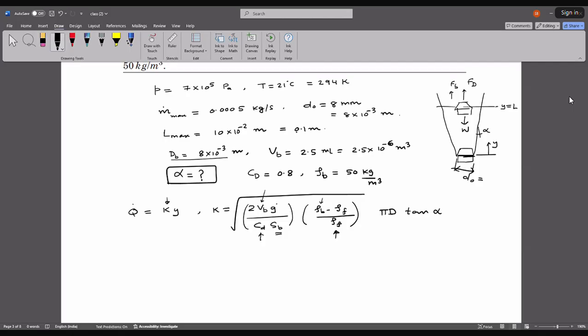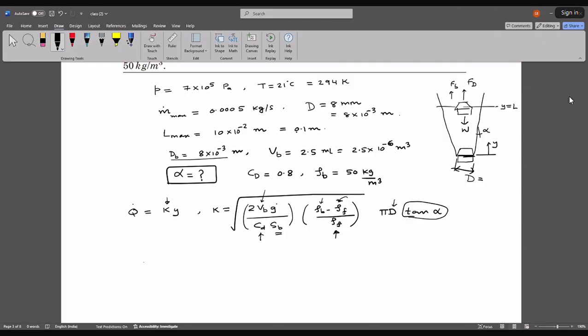The diameter here is not the minimum diameter, it is the same as the bob diameter, so D is known, that is basically 8 millimeter. This is known. We are asked to find tan alpha. Before that, we need to know what is rho F.